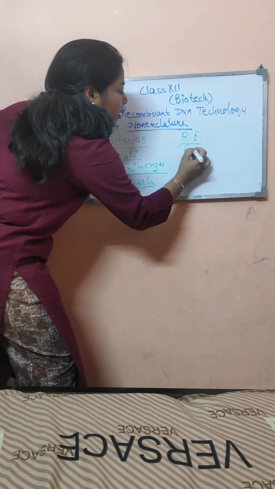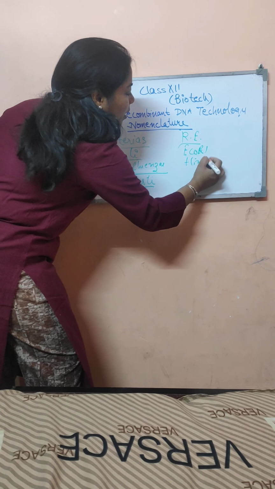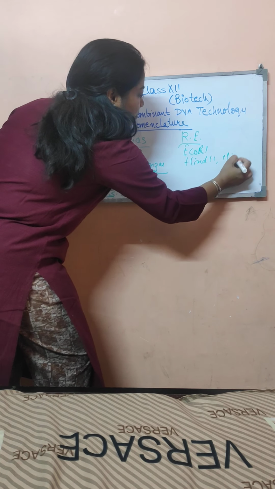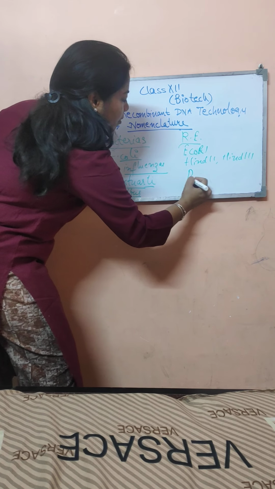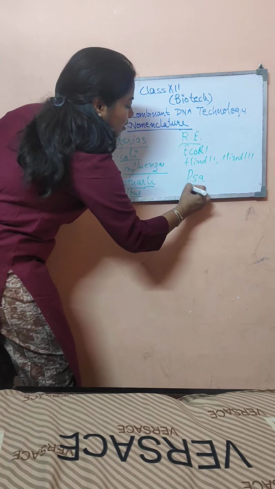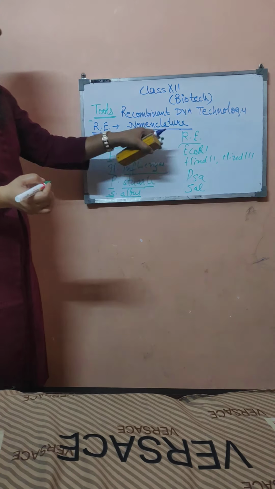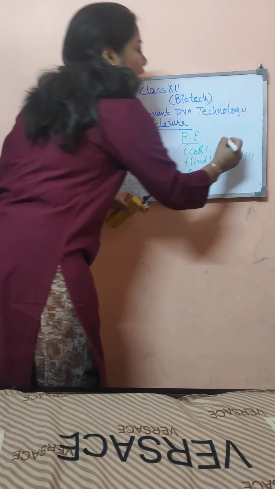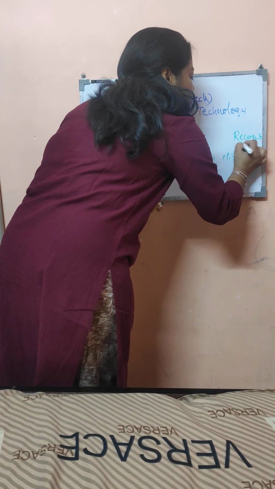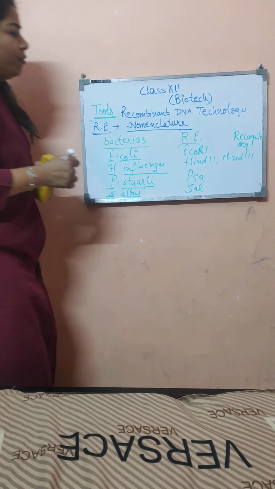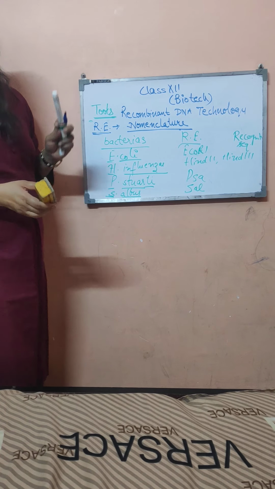For example, we got EcoRI from E. coli, and from Haemophilus influenzae, HindII and HindIII. From Streptomyces albus, we got SalI, and now these particular restriction endonucleases have their different recognition sequences. So we will now discuss the recognition sequences.